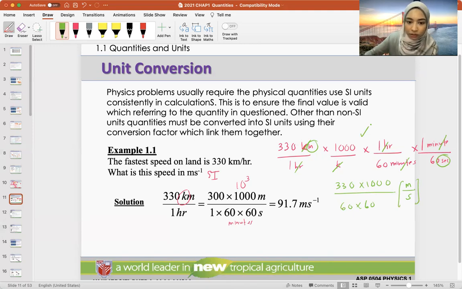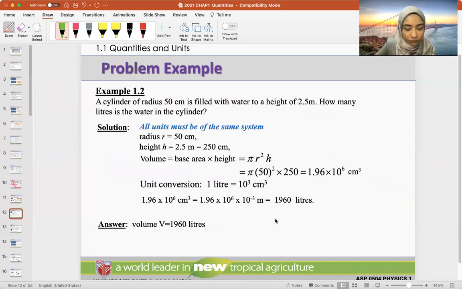For more complicated conversions, I would suggest you use this one. But if you are comfortable with the other method, go for it, as long as your answer is correct. I don't mind as long as you show me your steps and it's correct.